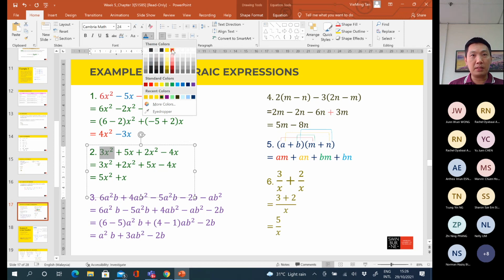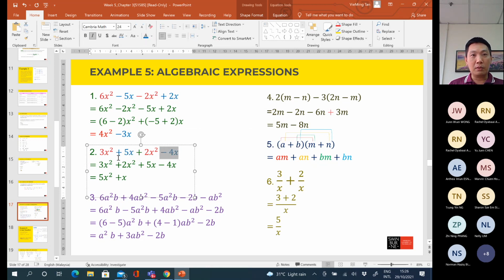We have this species. I use species to mean terms. X power 2, we can group them. X power 1, put in another group. Just play around with the figures. So once you identify the species, combine. 3x power 2 plus 2x power 2, that is 5x power 2. The blue one, 5x minus 4x, that means positive 1x.